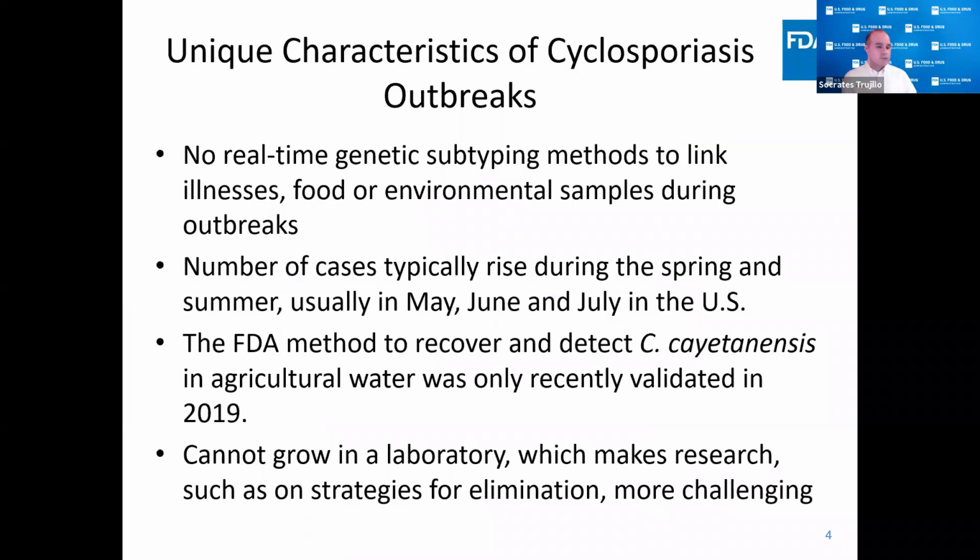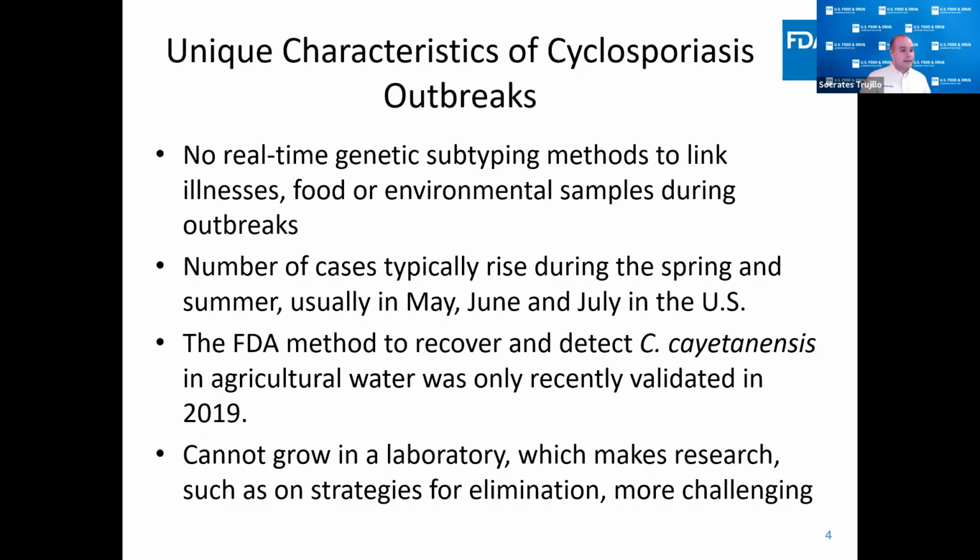Another thing that is very important, and the reason why you're here, is that although a lot of scientists are trying to develop methods to link this specific parasite, Cyclospora cayetanensis, we still do not have a real-time genetic subtyping method. Although CDC is working on it for clinical samples, there's still no method for food or environmental samples that will provide us information to link a food or environmental sample to a clinical case, right? That's what we're working on, but we don't have a method right now.